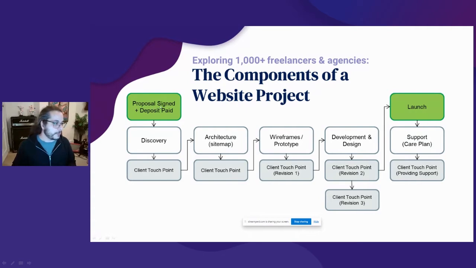So from the proposal that got signed, we are going to the discovery. And after that, we have the architecture, which is the site mapping of the platform, of the project itself. Then we're going to wireframe the whole thing or prototype it. And then we're actually going to build this after the client approved it, of course. Then we're going to have a couple of revision rounds on this step. And once we launch, we move on to our care plans to support, to generate recurring revenue and stability within the business. For each one of these points, we also have our client touch point.